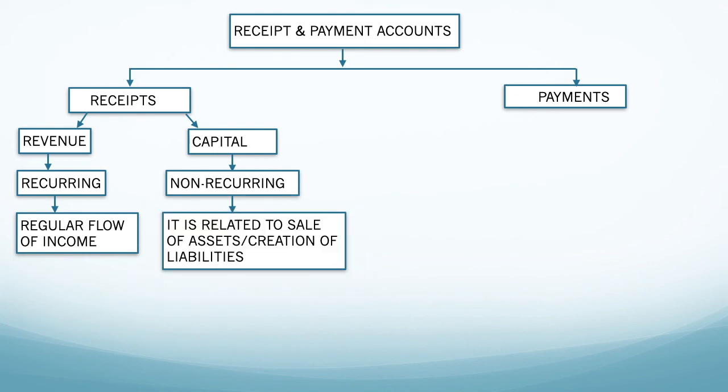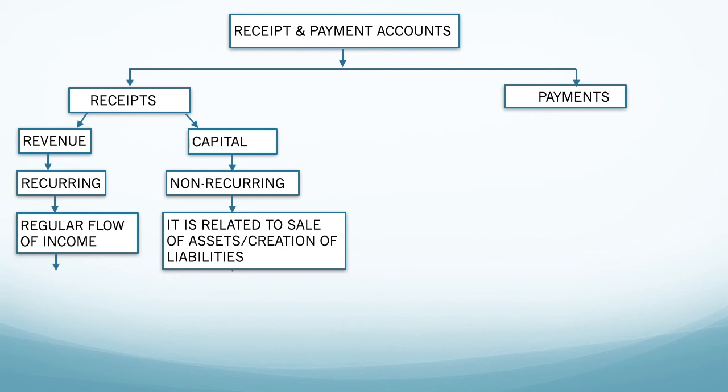If you understand this concept, it says it's a regular flow of income, and here it says it is related to sale of asset and creation of liabilities. Okay, now in revenue, as I said just now, because it is regular, so regularly you get the money, so it becomes your income. But in the non-recurring case, that is in capital receipts, it is related to sale of asset, means assets sold. So it is not precisely fixed when we are going to sell an asset, and even it is not fixed when we are going to incur a liability.